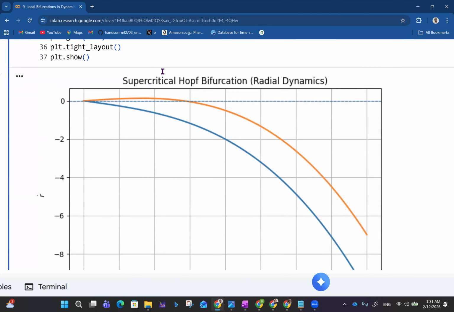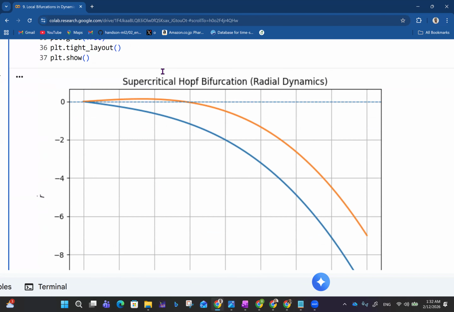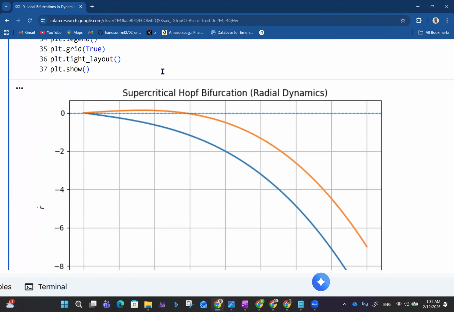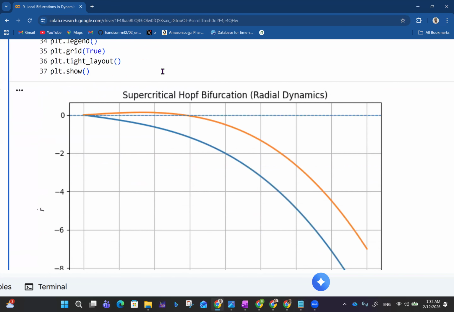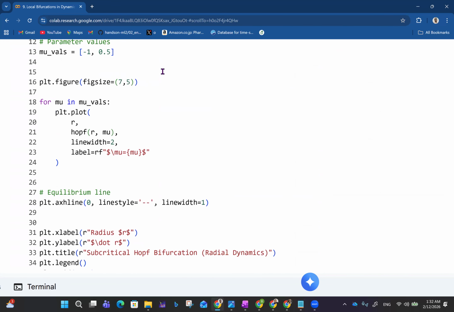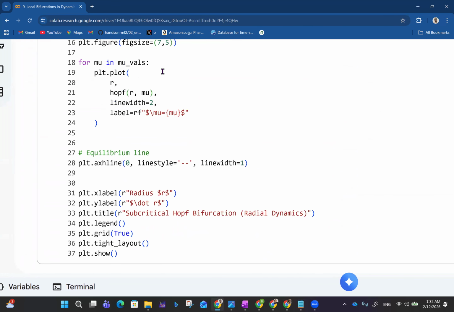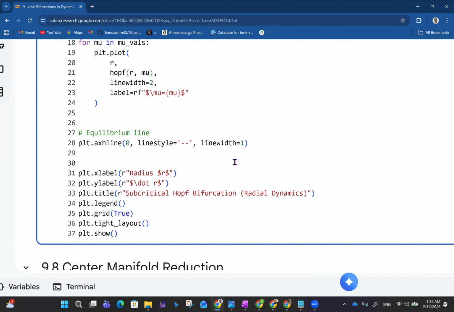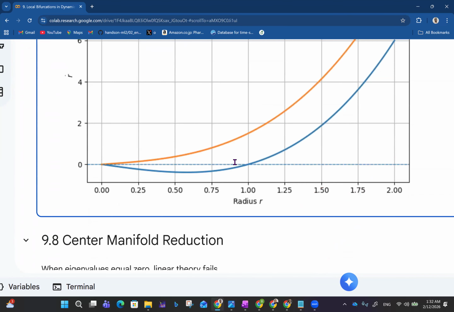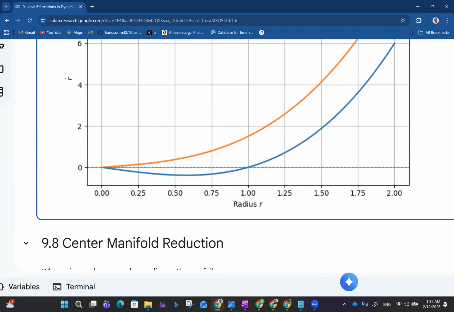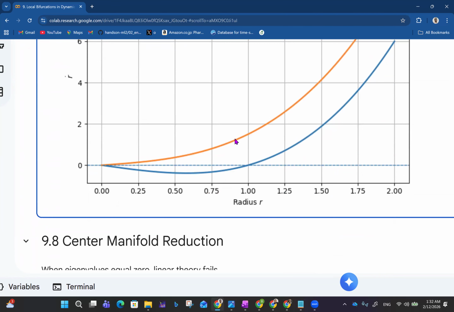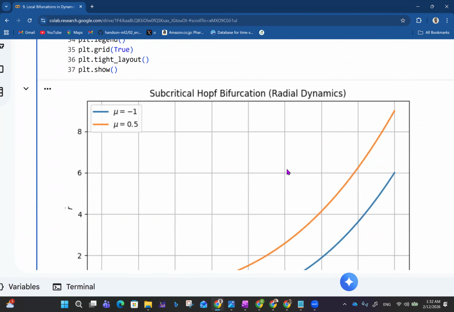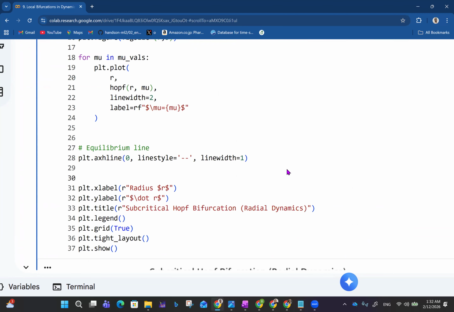So this is supercritical. It's showing above 0 for radial dynamics. And then here we have subcritical. Okay, I haven't run this now. So this is now subcritical. This is emerging from, so it's going above. This one is coming from above and coming under. So subcritical, supercritical. So you can see what the difference looks like in that case.